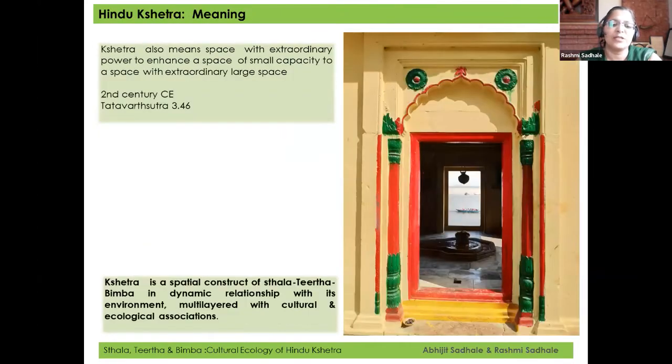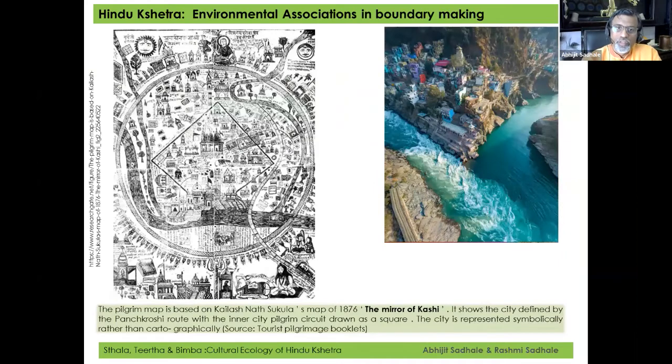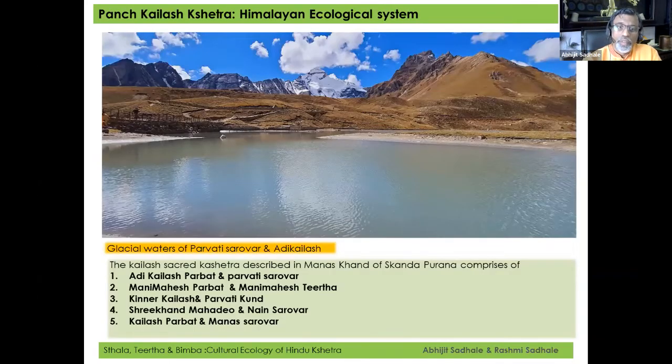On this background, I request architect Abhijit to explain in detail the concept of Hindu Kshetra. Hindu Kshetra is a spatial construct of a Sthala, Teertha, and Bimba in a dynamic relationship with its environment, and it's multi-layered with cultural and ecological associations. In this case, the natural elements not only form the essence of Kshetra, but they also define the extent of Kshetra. On your slide, you can see the ancient and medieval cartography of Kashi as well as Devaprayag. Similarly, if you look at different kshetras, starting with Pancha Kailash Kshetra.